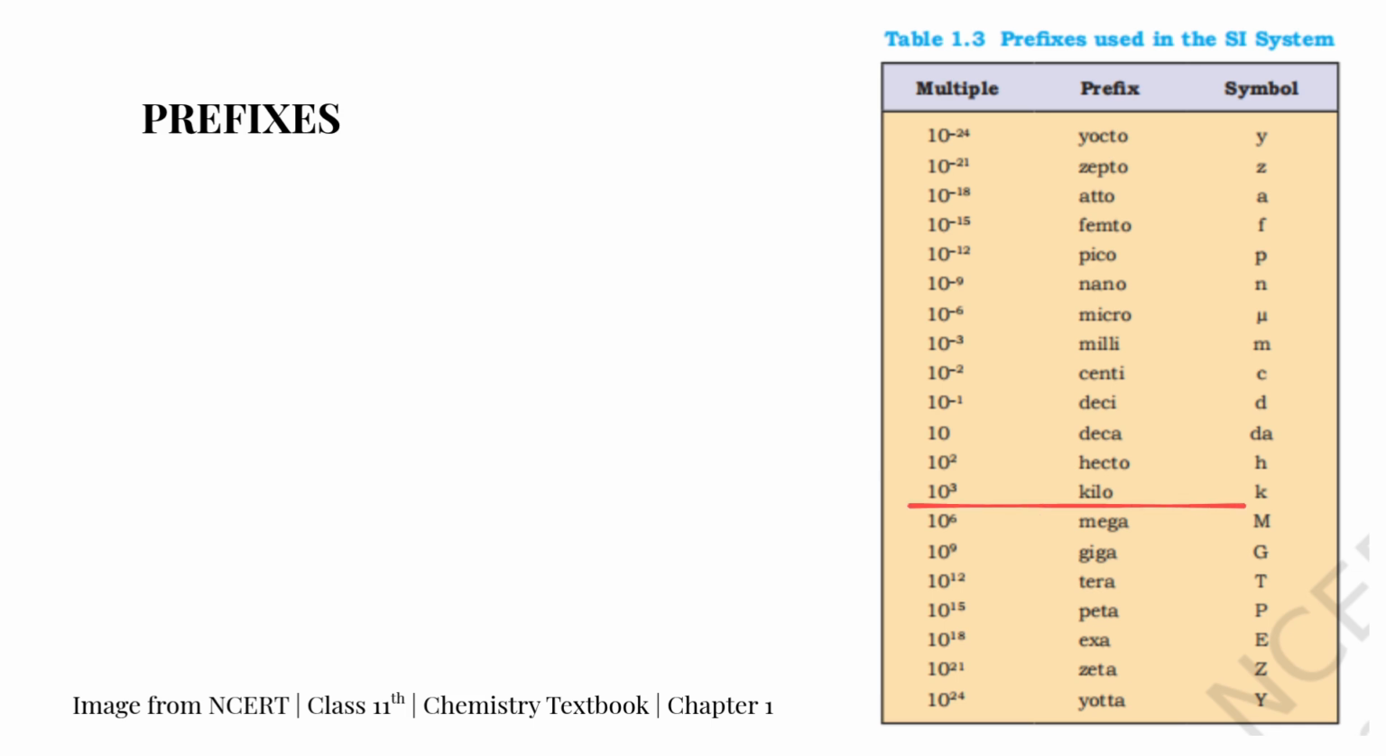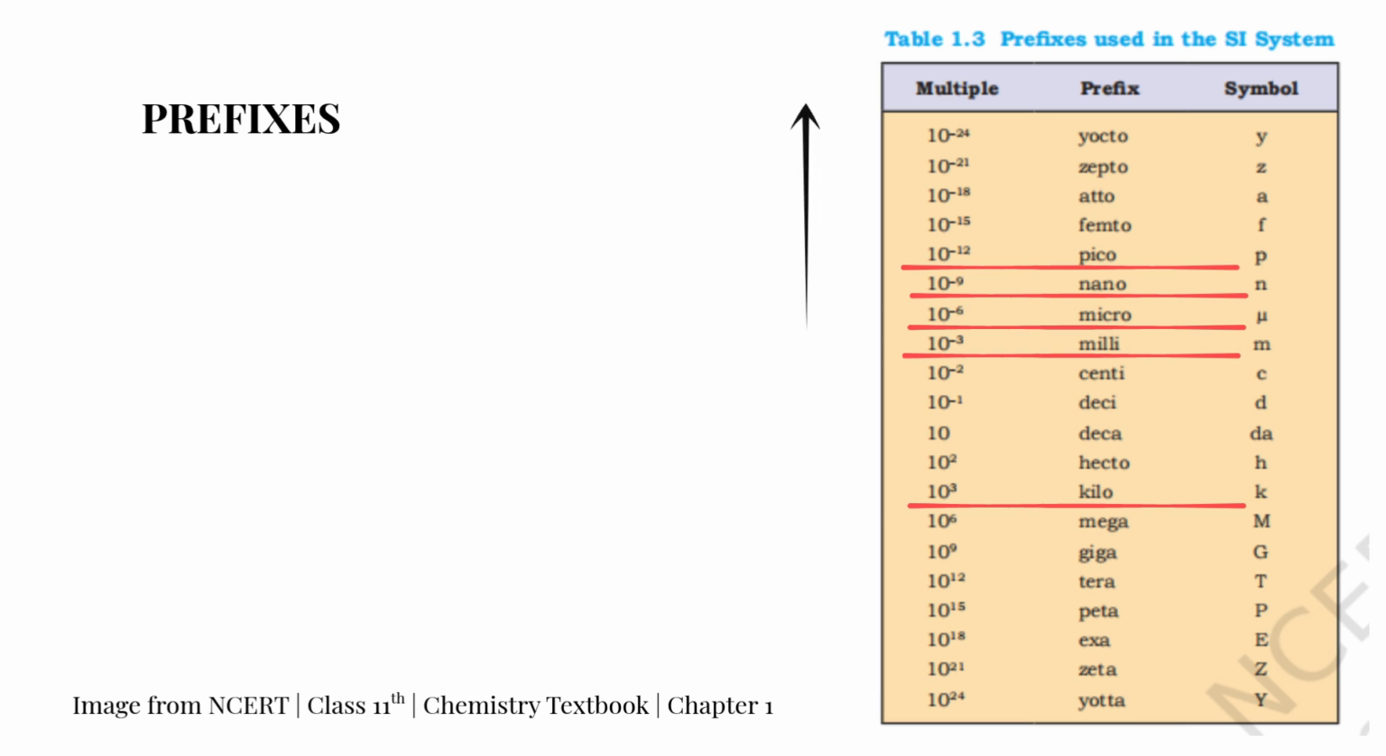Kilo represents 10 to the power 3. Milli represents 10 to the power minus 3. Micro represents 10 to the power minus 6, nano represents 10 to the power minus 9, and pico represents 10 to the power minus 12. Now observe carefully, as we move upward in the table, the values become smaller and smaller, and as we move downward, the values become larger. So these prefixes are widely used in science, and they help us write measurements in a compact and convenient way.